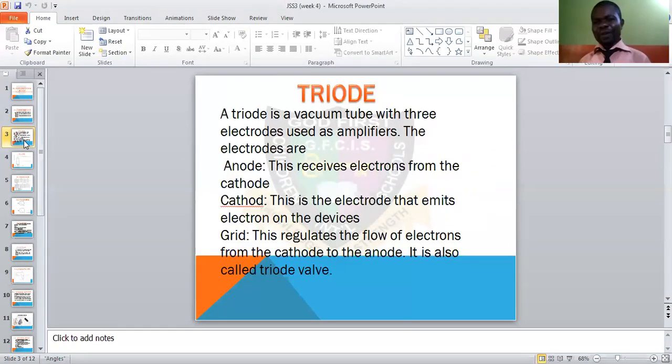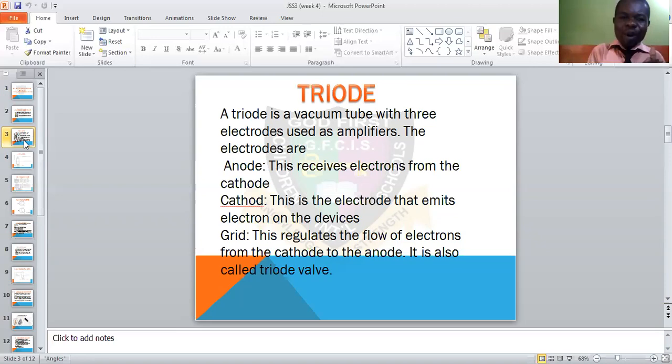Then we now start from triode. You also recall that in your week 3, we talked about diode. The word di means 2. Diode means 2. We're talking about 2 electrodes. Now, this is tri. From the word tri, it is 3. So triode is a vacuum tube with 3 electrodes. It is used to amplify, that is to enlarge or control the electrons.